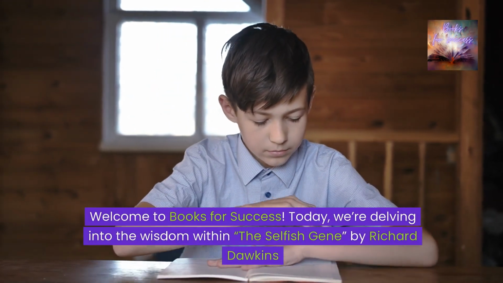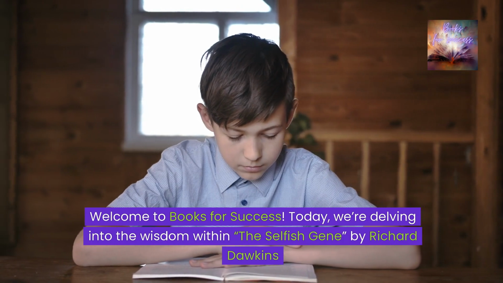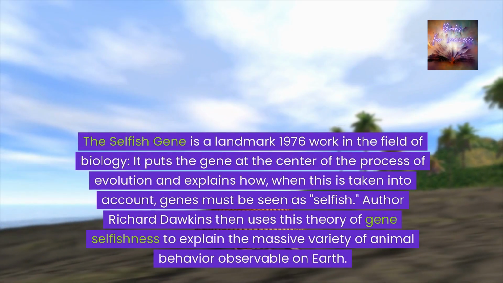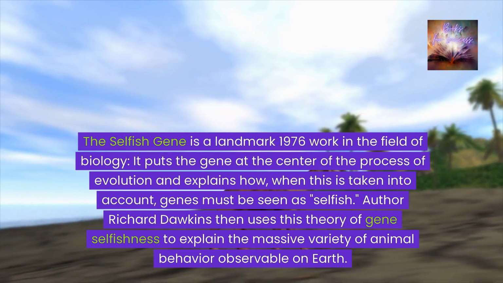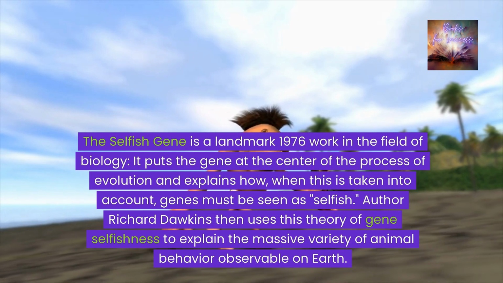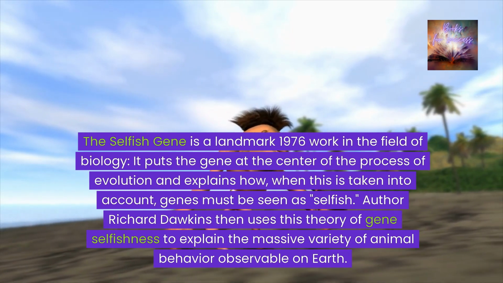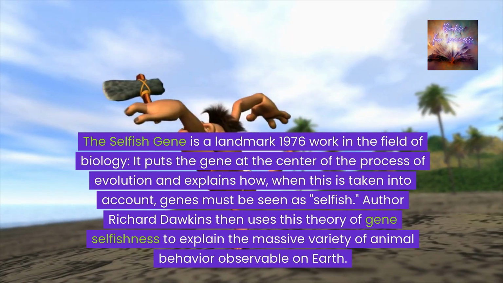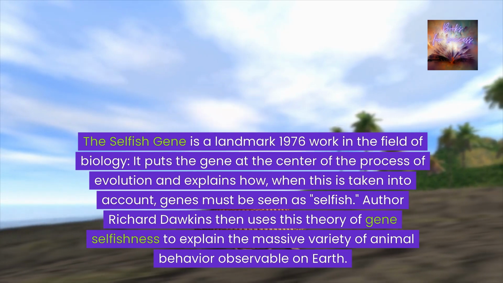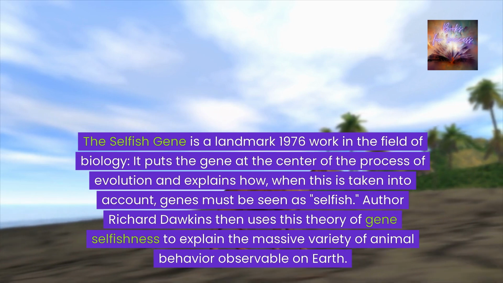Today, we're delving into the wisdom within The Selfish Gene by Richard Dawkins. The Selfish Gene is a landmark 1976 work in the field of biology. It puts the gene at the center of the process of evolution and explains how, when this is taken into account, genes must be seen as selfish. Author Richard Dawkins then uses this theory of gene selfishness to explain the massive variety of animal behavior observable on Earth.